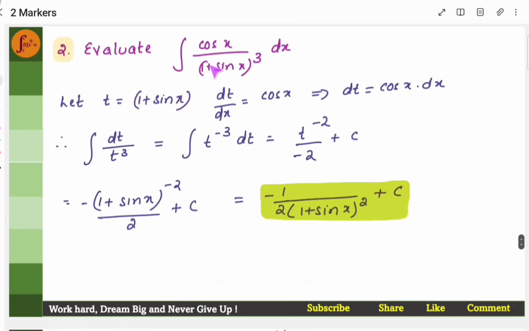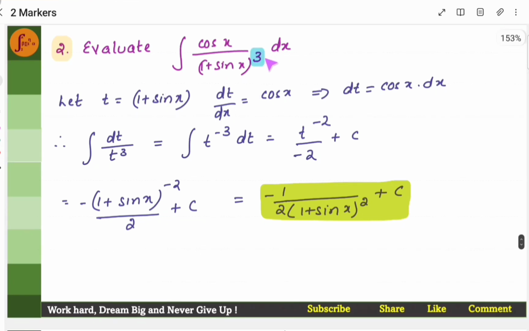Here again, same case. What is the derivative of sin x? Cos x. So the denominator is the function which is t. Assume that the denominator function is t and the derivative is the numerator. Don't take the power. Only take the function. 1 plus sin x is equal to t. So this is going to become t cube when I substitute and this is going to become dt.